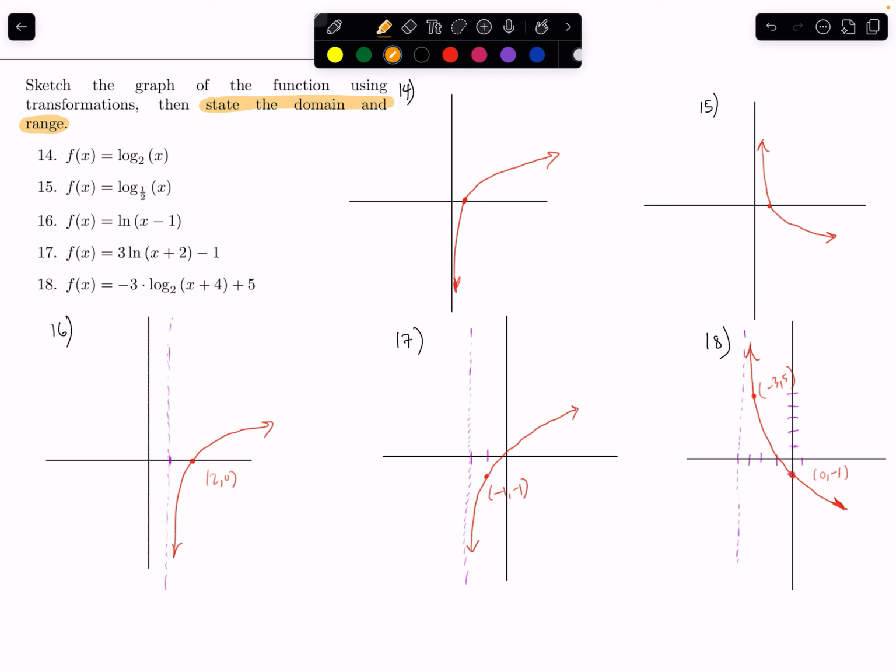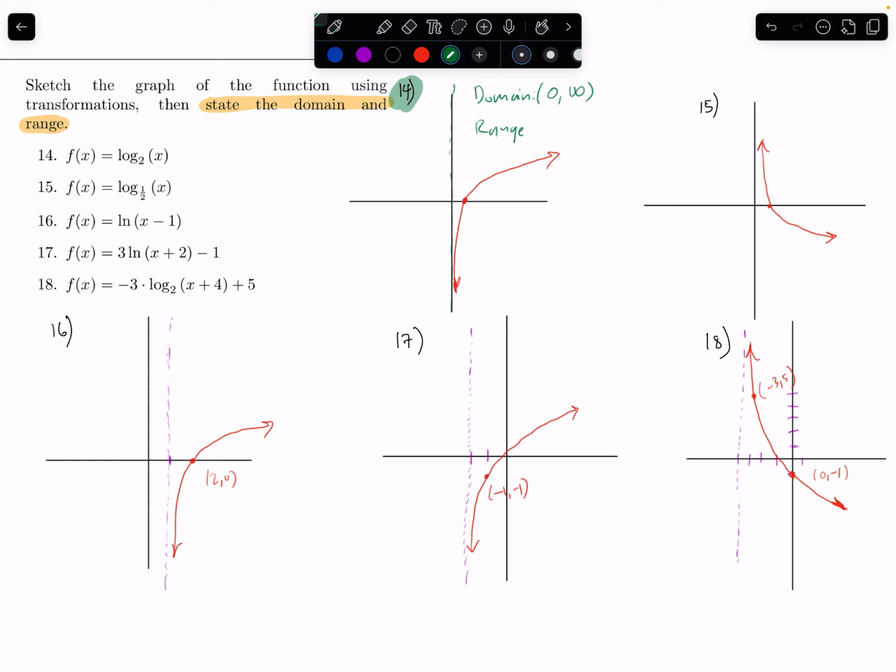Right here, I have recreated the sketches that I had previously for each of the questions, starting with number 14 here. So number 14, what's the domain and range? Let's see, what color should we use? Let's do everything in green. So the domain is, well, there's an invisible asymptote right here at x equal to 0. So that's from 0 onwards to infinity.